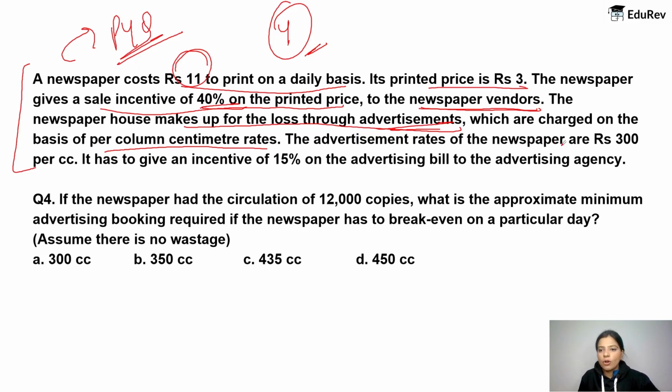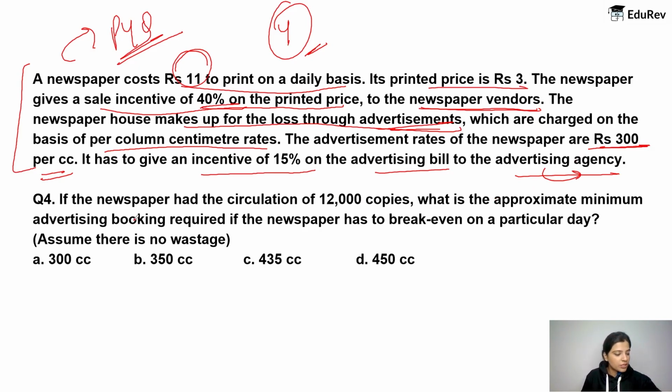The advertisement rate of the newspaper is rupees 300 per cc. So they charge rupees 300 per cc for the printing of an advertisement. It has to give an incentive of 15% on the advertising bill to the advertising agency. Here the advertising agency is also involved. The newspaper house charges the public rupees 300, but it also has to pay 15% to the advertising agency from where it got that advertisement. It is a kind of commission that they have to pay to the advertising agency.